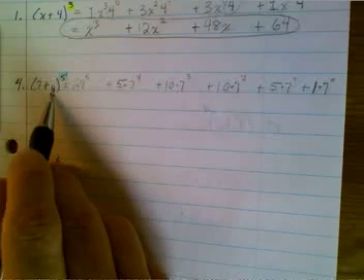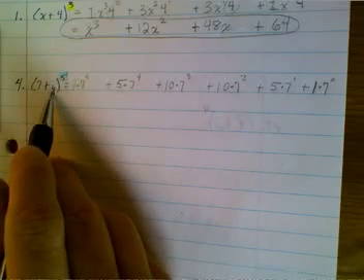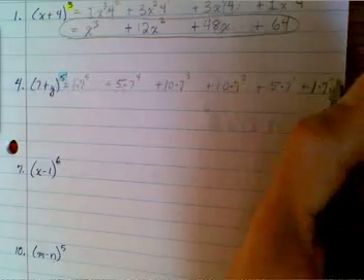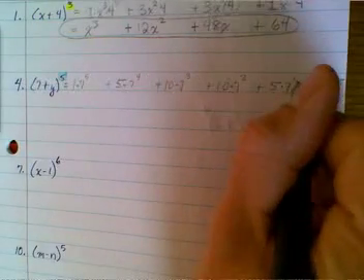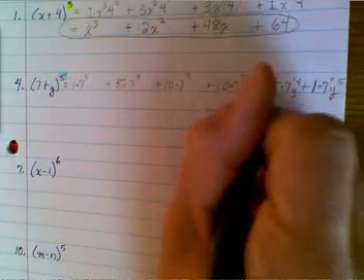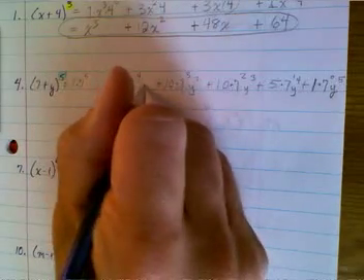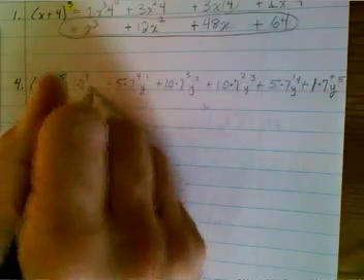Okay, and now I have the y. Remember, the y needs to go in the opposite direction. So I like to start on the far right: y to the 5th, y to the 4th, y to the 3rd, y to the 2nd, y to the 1st, y to the 0.